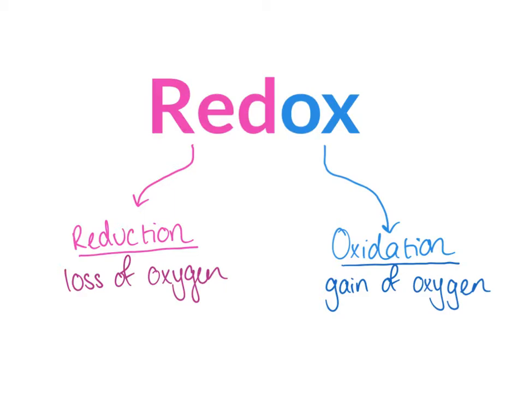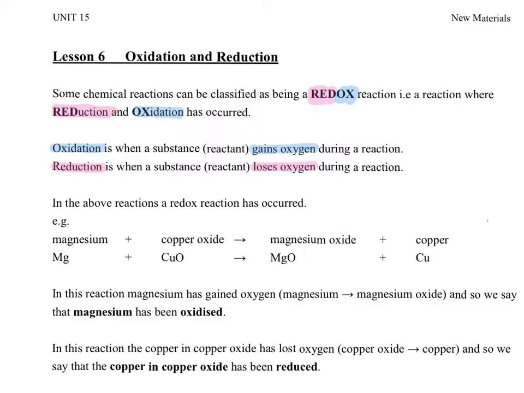So let's recap. Redox is when reduction and oxidation occur simultaneously, at the same time in the same reaction. So you've got reduction and oxidation taking place. Reduction is when a substance loses oxygen. Oxidation is where a substance gains oxygen. That's all written at the top of page 15, but if you find that diagram helpful and want to colour code it, then you may want to pause the video and take that down. So it's important that you know the terms redox, reduction and oxidation and what those mean in terms of the gain or loss of oxygen to a substance during a reaction.